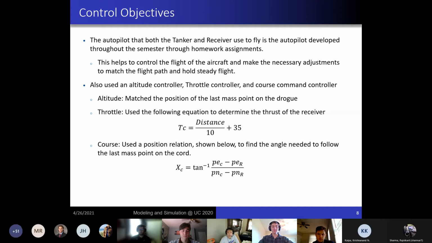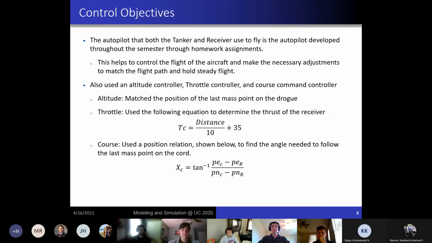All right, for our tanker and receiver autopilots, as I said before, we used our work from the semester, which would allow us to control and hold a steady flight for each aircraft. But something we changed in our receiver aircraft was our altitude control, throttle control, and course command, where the altitude would just take the altitude of our cord or fuel boom and have our receiver aircraft match that altitude, while our throttle would take a distance, or our vector, between a position on our receiver aircraft to our fuel boom and divide by 10 to get a certain velocity and just add 35, which is our current tanker velocity.